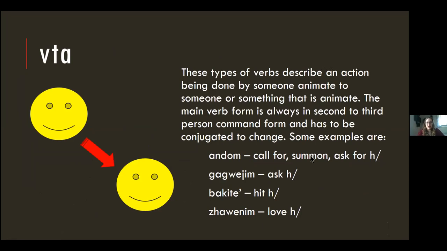So these type of verbs describe an action being done by someone animate to someone or something that is animate. The main verb form is always in second or third person command form. So right away it's in command form and it has to be conjugated in order to change. So some examples that we're going to use today are undom, call for, summon for, or ask for him. Okay, so you're calling for him to come over, you're summoning him to come over, or you're asking for him from someone else. Okay, versus gugwejum, which is ask him. So you're asking him something.